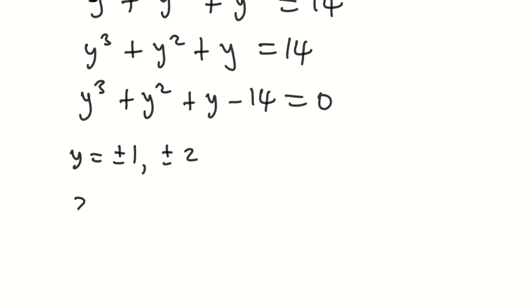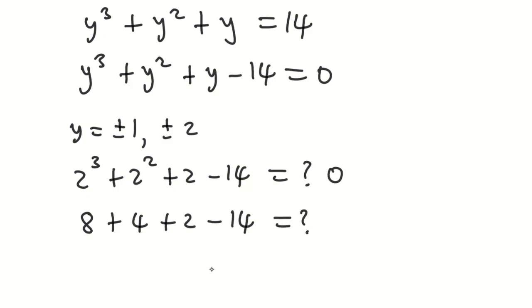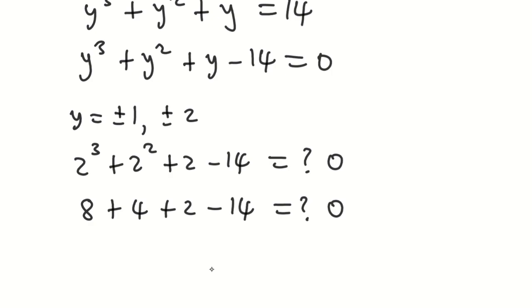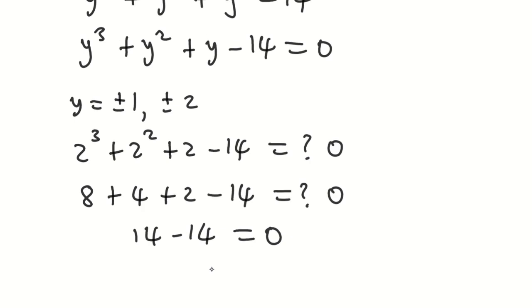So let's use 2. 2 cubed plus 2 squared plus 2 minus 14. What is 2 cubed? That is 8. What is 2 squared? That is 4. And then plus 2 minus 14. What is 8 plus 4? That's 12. 12 plus 2 is 14. 14 minus 14 is 0. So yes, 2 is one of the solutions of the cubic equation.